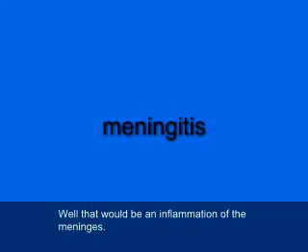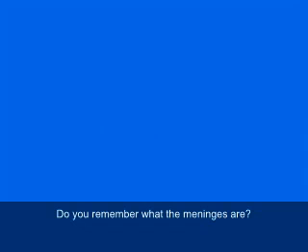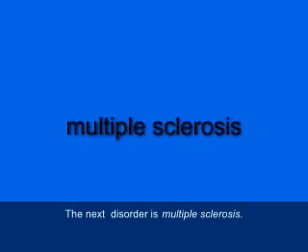Well, that would be an inflammation of the meninges. And do you remember what the meninges are? Well, the meninges are a covering for the brain and the spinal cord. The next disorder is multiple sclerosis. Multiple sclerosis.